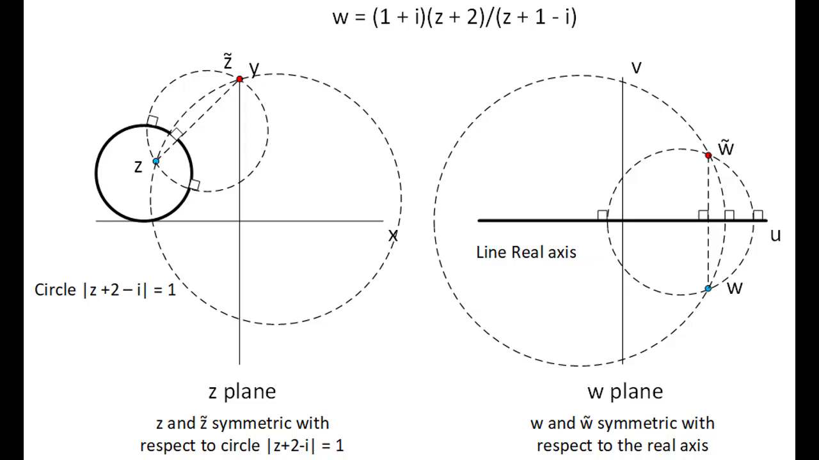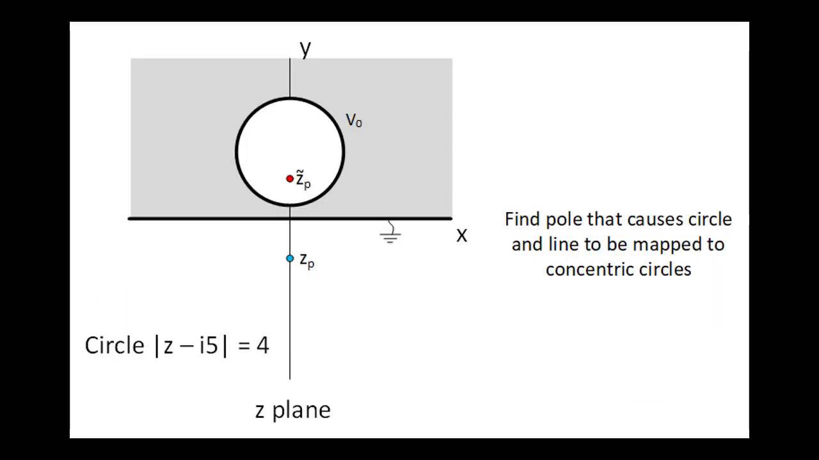The symmetric points z and z tilde map to x equals 1.8, y equals minus 1.4, and x equals 1.8, y equals 1.4, which are symmetric to the real axis. This brings us back to the original problem of a circle at potential V0 above a line that is grounded. The transformation must map both circle and line to two concentric circles.